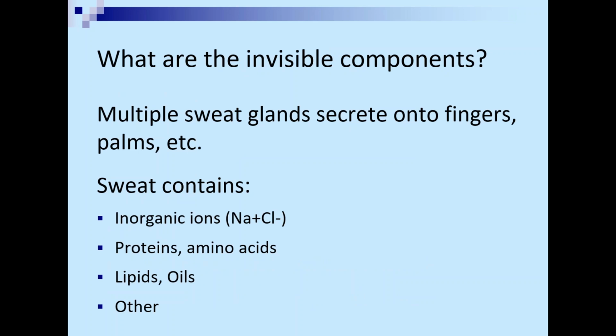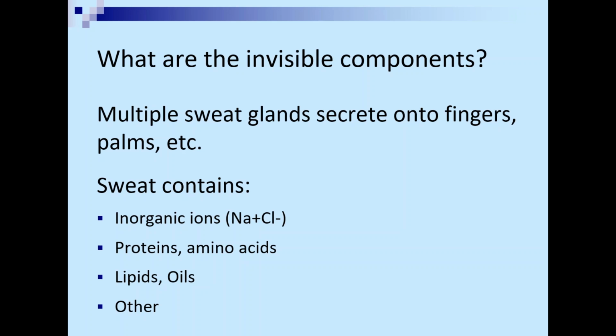When we're choosing our method, we need to think about the materials that are in a fingerprint, because essentially we want to take one of these invisible components in a fingerprint, be it an inorganic ion, a protein, amino acid, or an oil, and we want to make it visible. Because there are so many different materials in fingerprints, that is going to lead to a lot of different chemical and physical development methods to make those invisible materials visible.